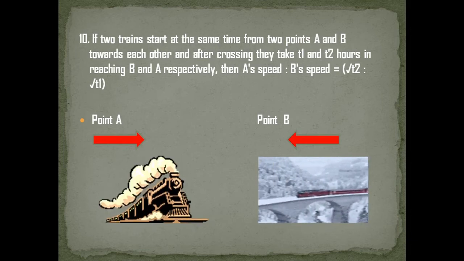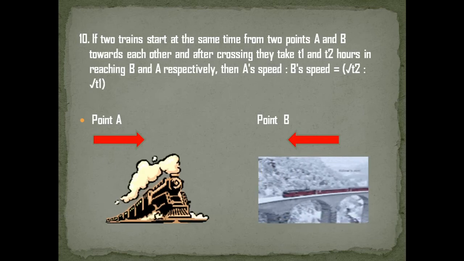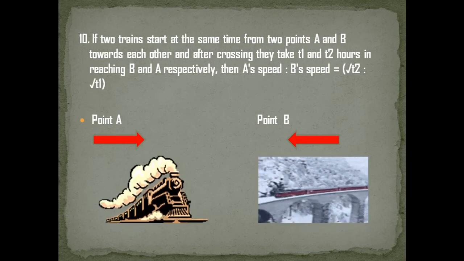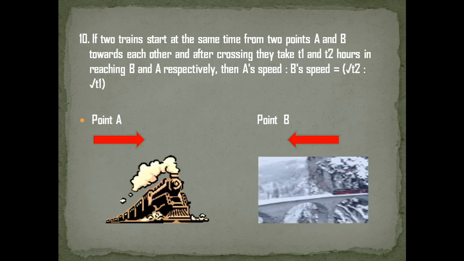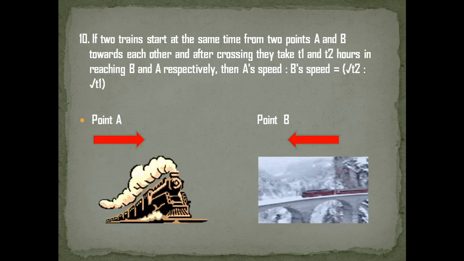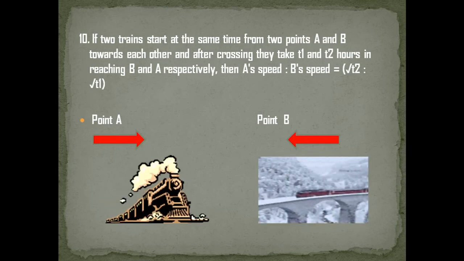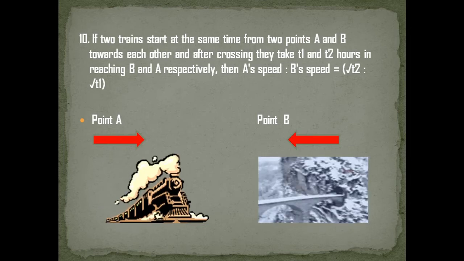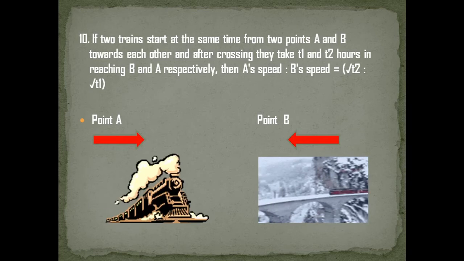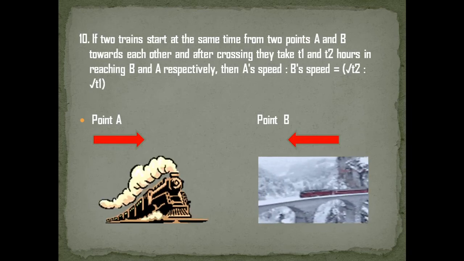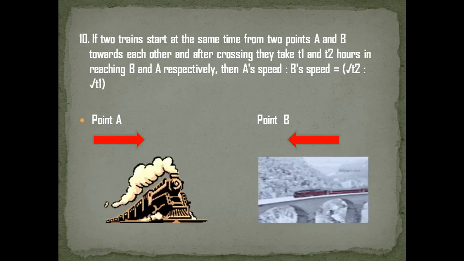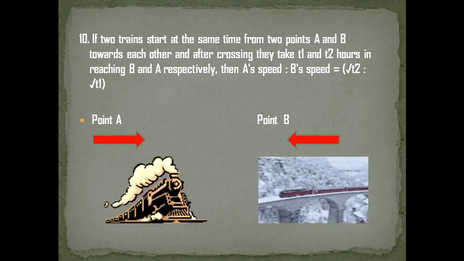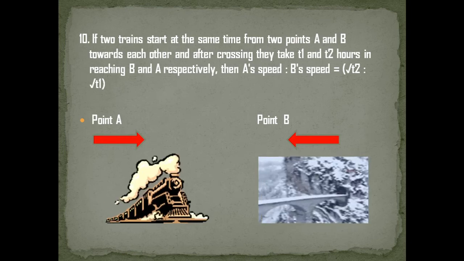Okay, if that is the case, then we can take the speed ratio as inverse, because we have always studied in time, distance and speed that time ratio and speed ratio will be inverse. If the time ratio is T1 is to T2, then the speed ratio can be taken as square root of T2 is to square root of T1, right? This is how the A speed and B speed can be obtained using the time.